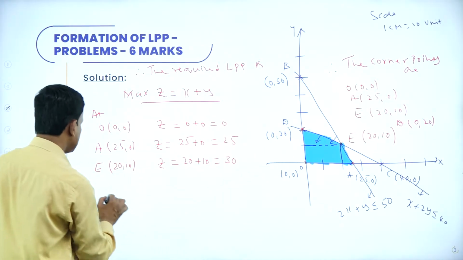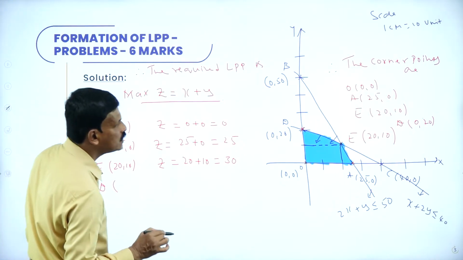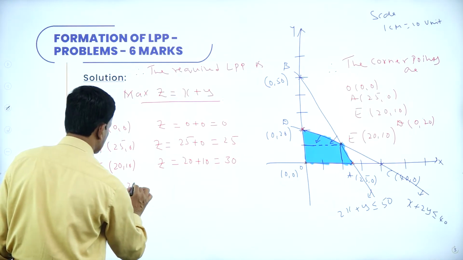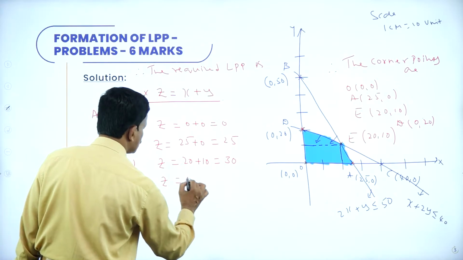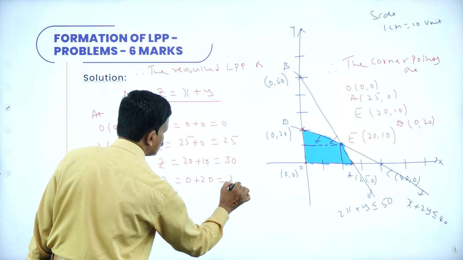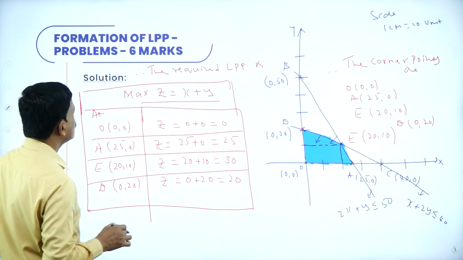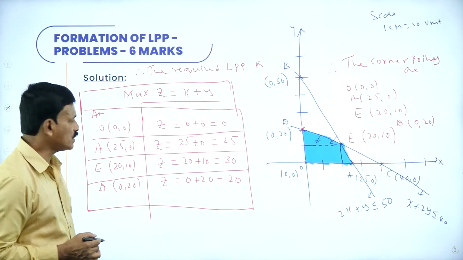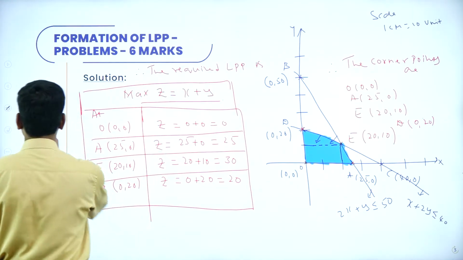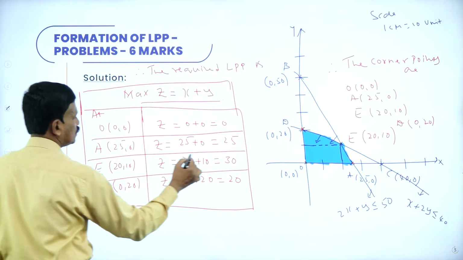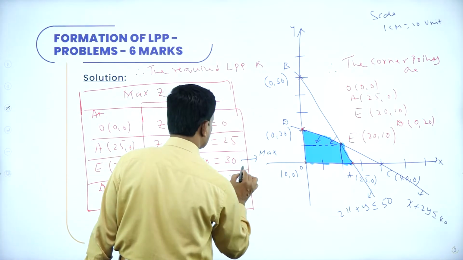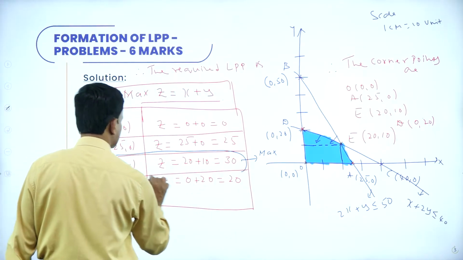Next at D, what is D? D is 0 comma 20. Z is equal to 0 plus 20, this is equal to 20. Now what is the intention? To get the maximum Z. What is the maximum value here? This is the maximum value. So the maximum is 30.